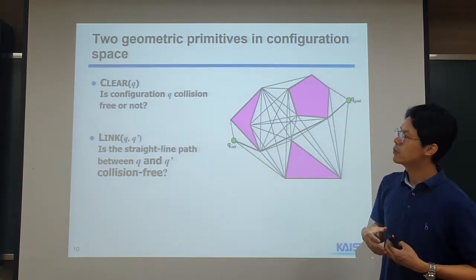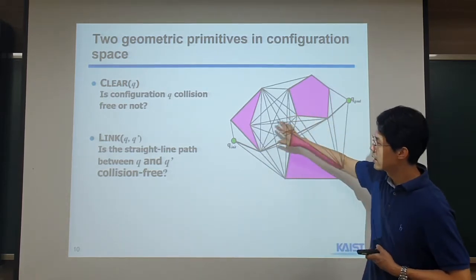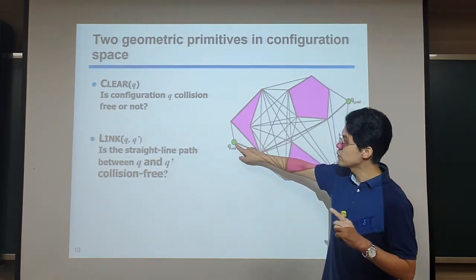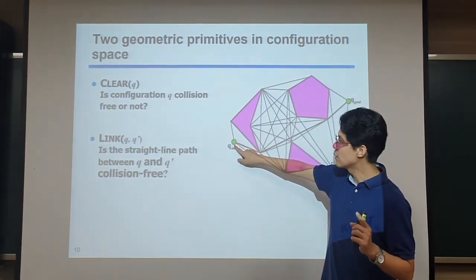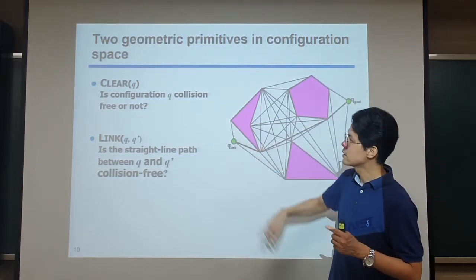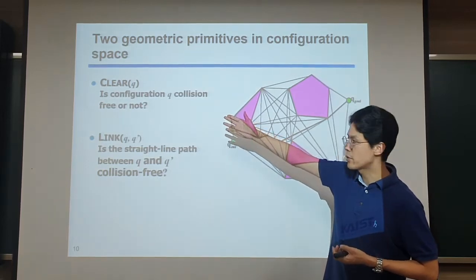Here I'm showing this visibility graph. So for this kind of node, at that case, we don't have any collision, right? So when you perform the clear operator at this particular location Q, then we don't have any collision. In other words, it's true for this clear operation.